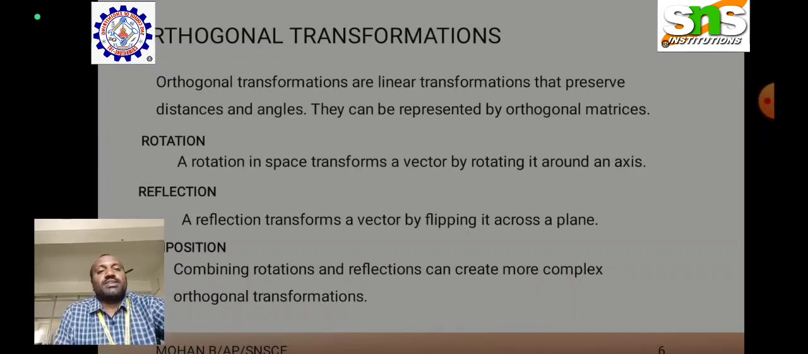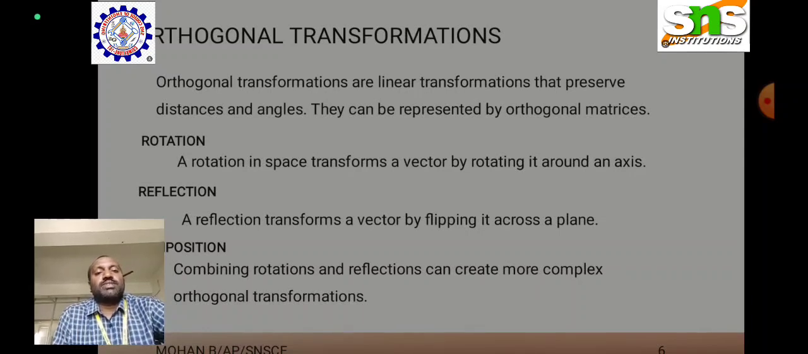Then the reflection: a reflection transforms a vector by flipping it across a plane. Finally, combining rotations and reflections can create more complex orthogonal transformations. So orthogonal transformations are used to create effective reflections and rotations.